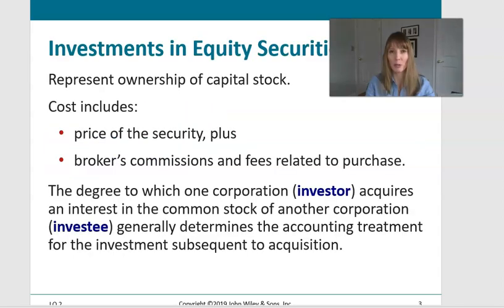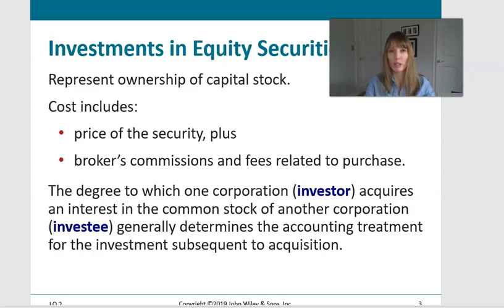When a company is first purchasing the equity investments of another company, we record that acquisition, or debit equity investments, at the purchase price, and we also include the broker's commissions and any fees related to the purchase.